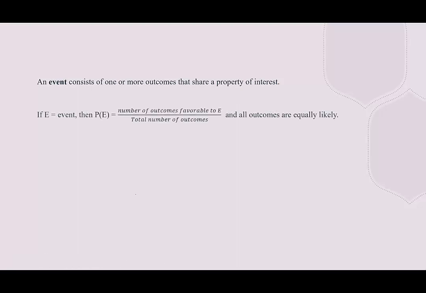Then we have an event. An event consists of 1 or more outcomes that share a property of interest. If E equals event, then the probability of this event occurring is the number of outcomes favorable to E, so the ways E could happen, over all possible outcomes. And this we would say when all outcomes are equally likely. So we would want to be careful with the heads, tails, tails, heads situation. We would count them separately, so that there's a total of 4 possible outcomes when order matters.